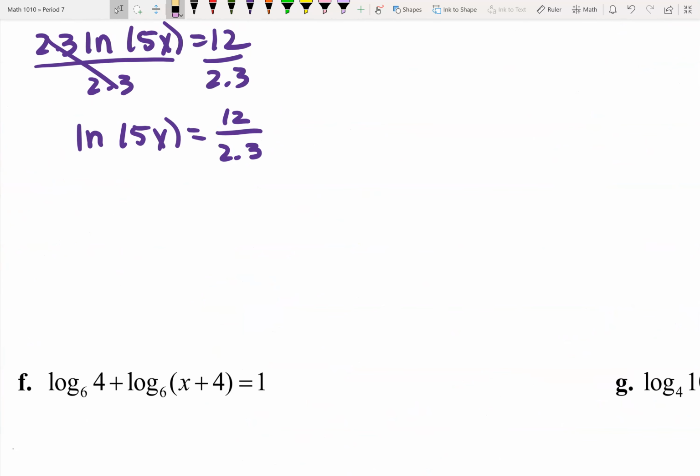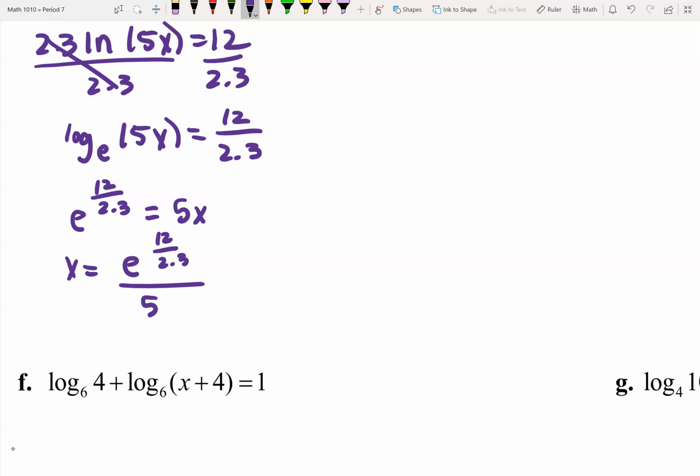Okay. Everybody take the ln. I want you to erase it, and I want you to write it as, what do I want you to put here? Log base e. Do you have to do that? No. But I want you to see the e and the conversion so I don't confuse anybody. So I'm stuck. So I convert it. So it's going to be e to the 12 over 2.3 is equal to 5x. How do I solve for x, everybody? Divide by 5. So I have x equals e to the 12 over 2.3 divided by 5.